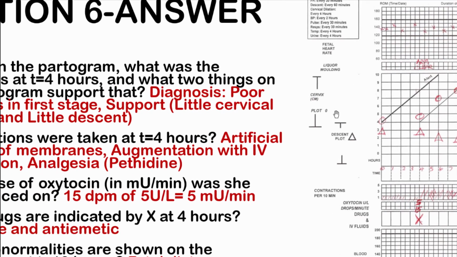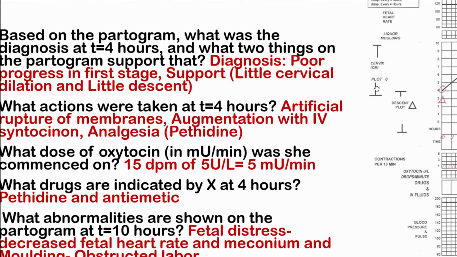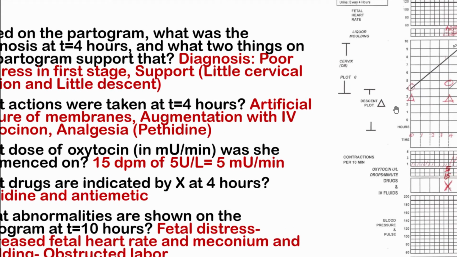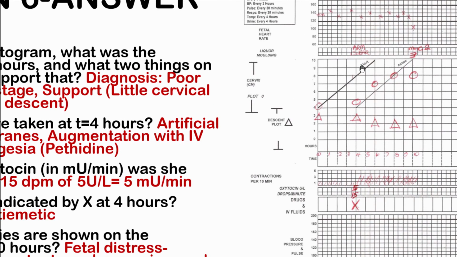So obviously that is going to be a poor progression in the first stage of labor. Then what actions were taken at t equals 4 hours? So if we come here at t equals 4 hours, we can see that here there's artificial rupture of membranes. So they ruptured the membranes.